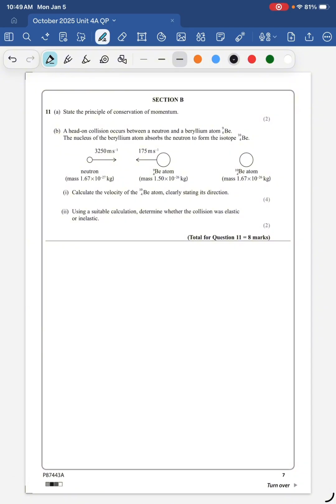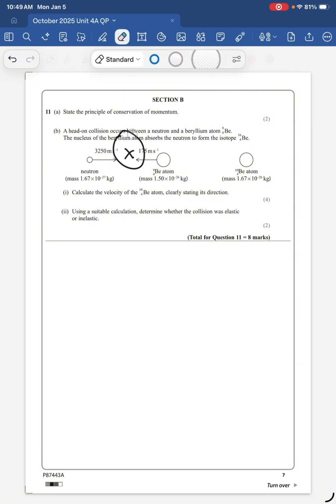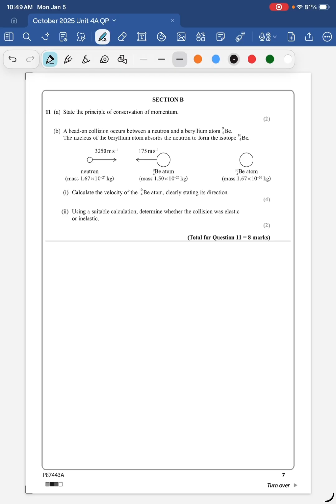So let's do part B. A head-on collision occurs between a neutron and a beryllium atom. The nucleus of the beryllium atom absorbs the neutron to form the isotope beryllium 10. And they show you that the neutron and the beryllium travel towards each other before. So this is the situation. And then they show you the beryllium 10 atom, and they don't show you where it moves.